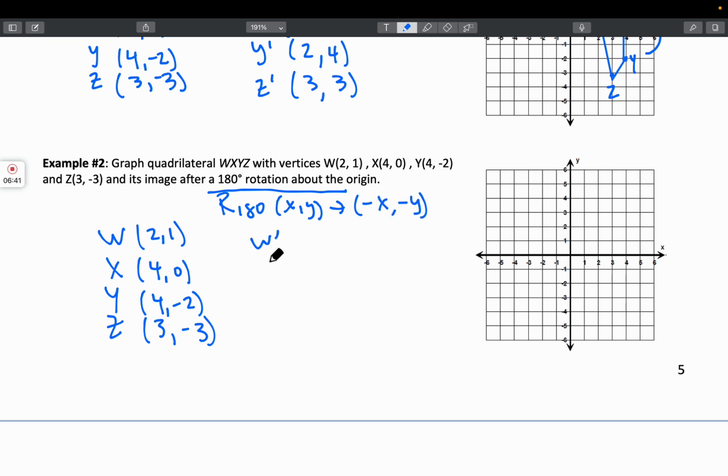All right, so W prime, X prime, Y prime, and Z prime. Let's write out those coordinates. W prime will change both values, so it'll be (negative 2, negative 1). X prime will change value, (negative 4, 0), because 0 is neither positive nor negative. Y prime is now (negative 4, 2), and then Z prime is (negative 3, 3). Okay, so take a second to plot both the pre-image and the image, and you should see a 180 degree rotation.